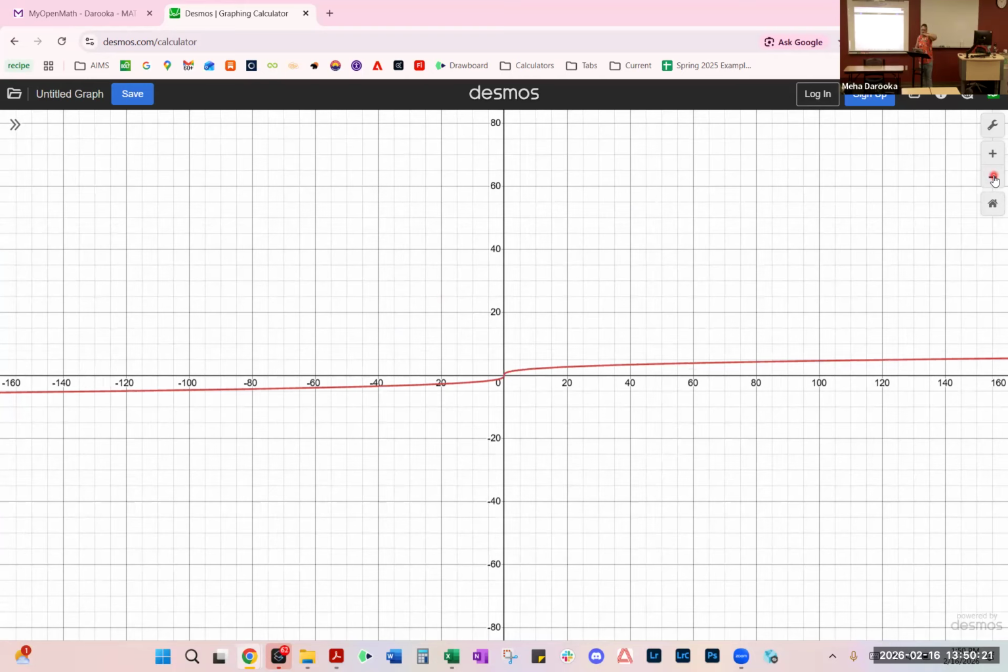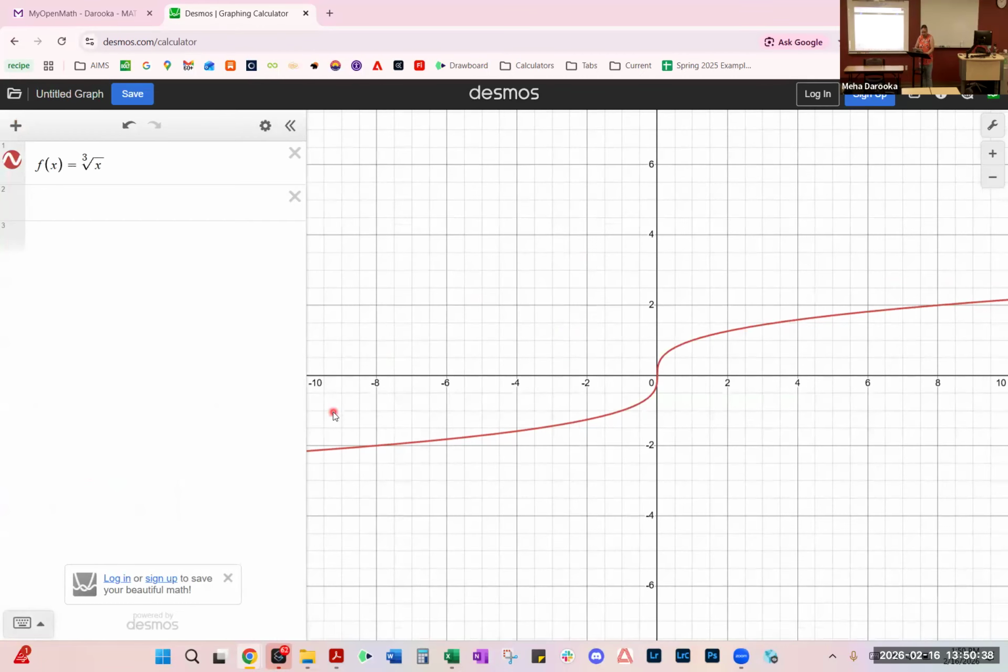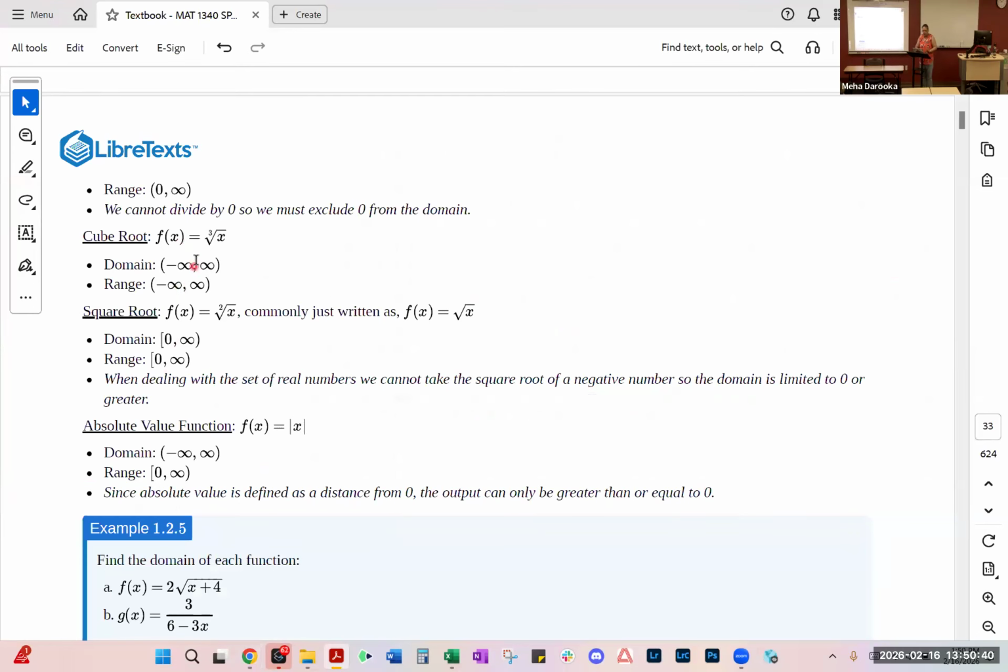On the left-hand side of the graph, as your x values are getting really small and they're becoming negative, your y values are also getting really small and going down further to the negative y value. So yeah, your domain and range for a cube root function are going to be all real numbers, so negative infinity to positive infinity. Square root function, on the other hand, and normally we write it just like this without that number 2 on the index.